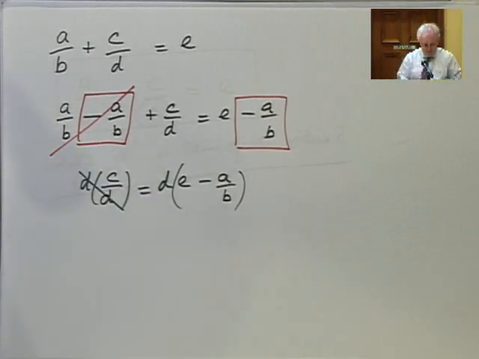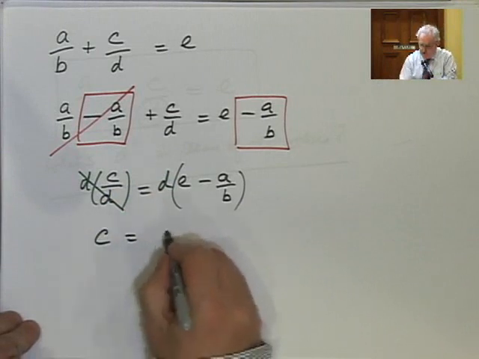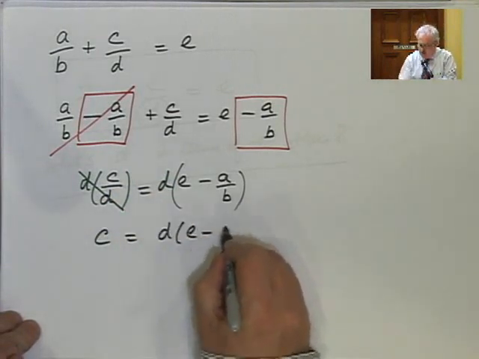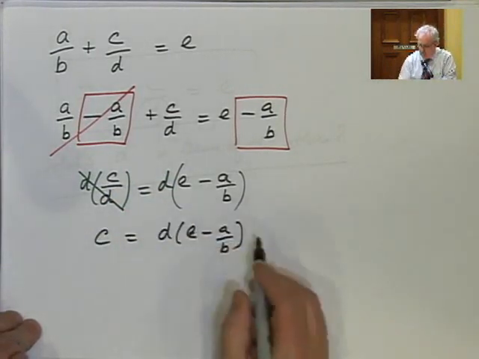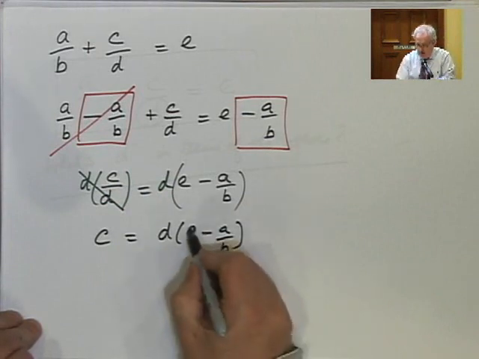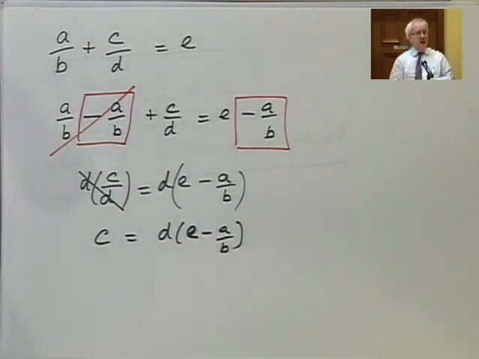And now I'd be left with C is equal to D times E minus A over B. That's not great, but at least it's on the top. You've got to look positive about it. It's also on the wrong side again. But anyway, okay. It's on the wrong side and it's on the top.